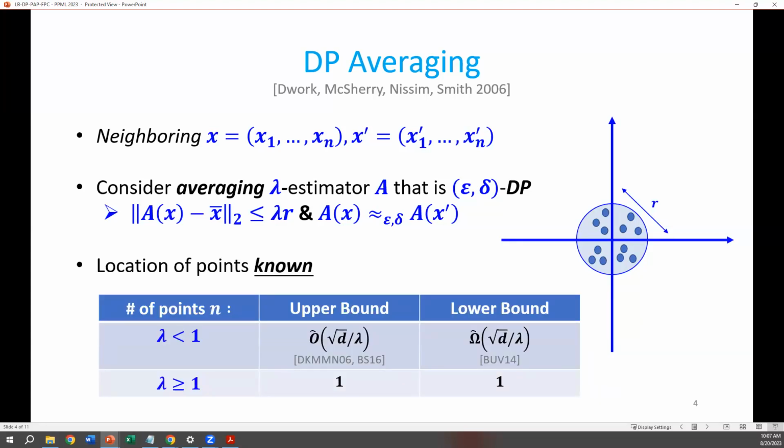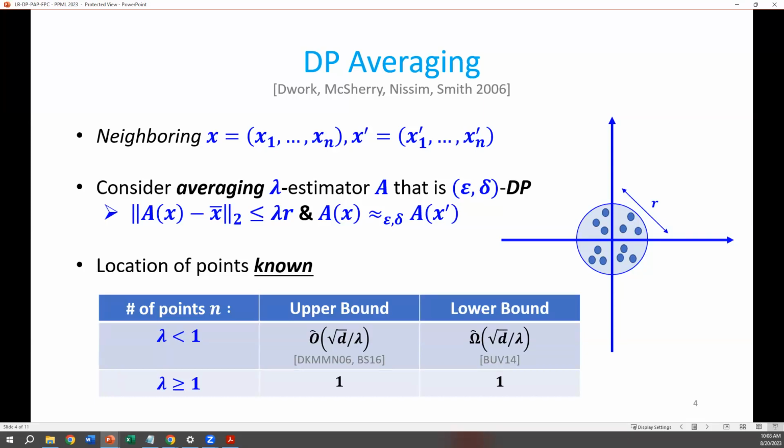We now start by considering the case that the location of the ball containing the points, where we assume that the points are all contained in some ball of diameter R, is known. For simplicity, we can assume that the center of the ball is the origin. For that case, when we look at the parameter lambda, which is smaller than 1, we have an upper bound on the number of points n required for ensuring differential privacy, which is shown by Dwork et al. and Ban and Steinke, while Ban et al. proved a matching lower bound.